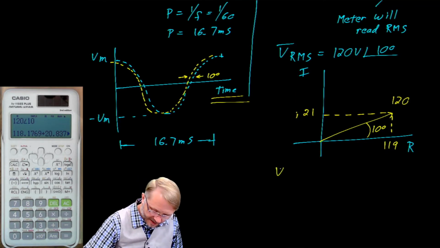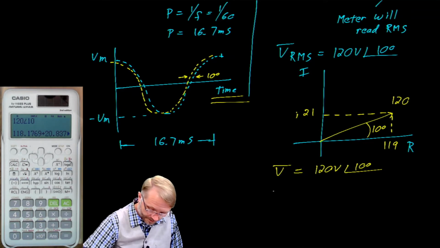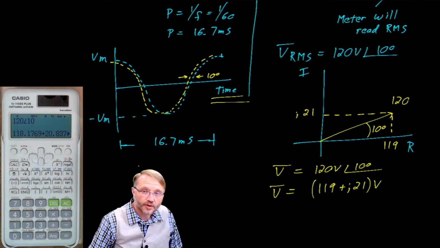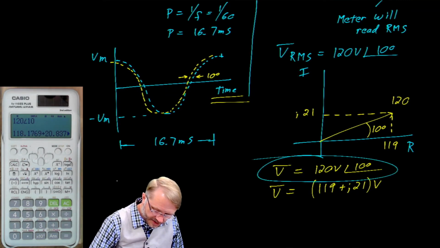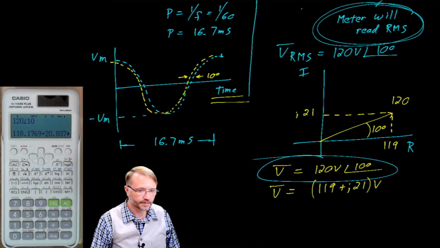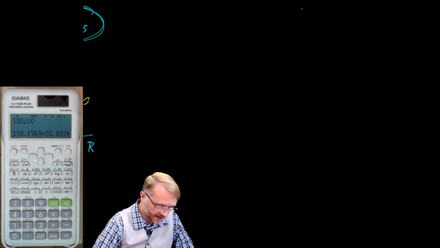So we can talk about our phasor as 120 volts at a phase angle of 10 degrees, which is our polar form, or we could use the rectangular form. We could say that this is 119 plus J21 volts. Both forms are correct. However, I would argue that this one is more useful because that is what your meter will read. As a sidebar, watch out for your voltage and time.